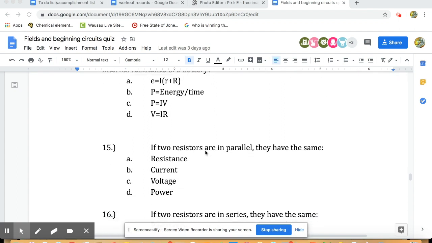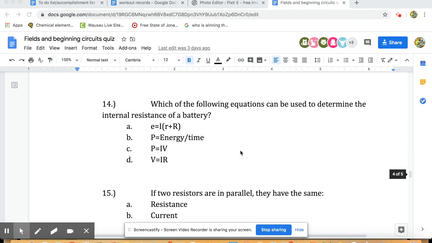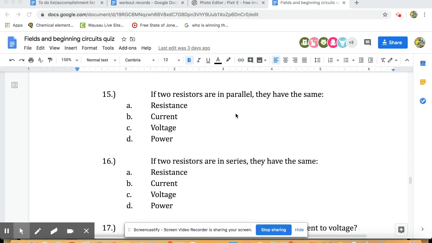If two resistors are connected in parallel, they have the same voltage. This is Kirchhoff's rule. It says that the voltage in a loop gets used up. Going back to this circuit right here, let's say this is a 10-volt battery. This voltage would be 10 volts, and then this bigger loop would also equal 10 volts. Each loop would equal 10 volts. So the voltage in each parallel branch is the same.